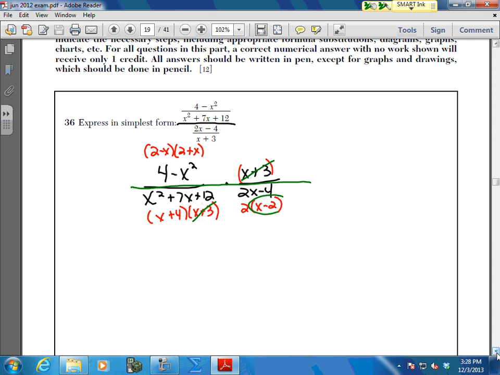I see an x minus 2 and a 2 minus x. And what happens with this is, because they're exactly the opposite, if you take out a -1 out of either one of these, it will become the same as the other one. As soon as I get my pen working here.